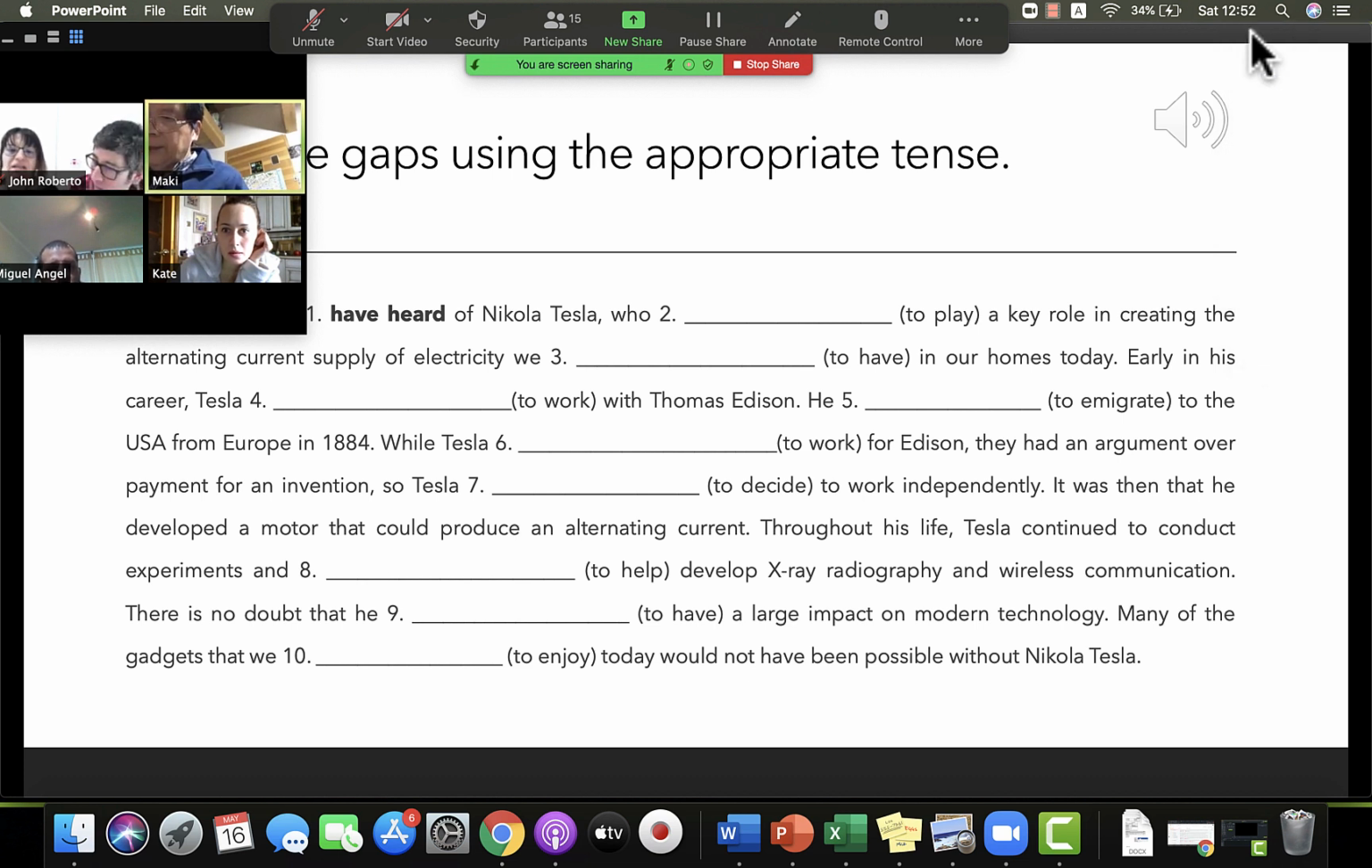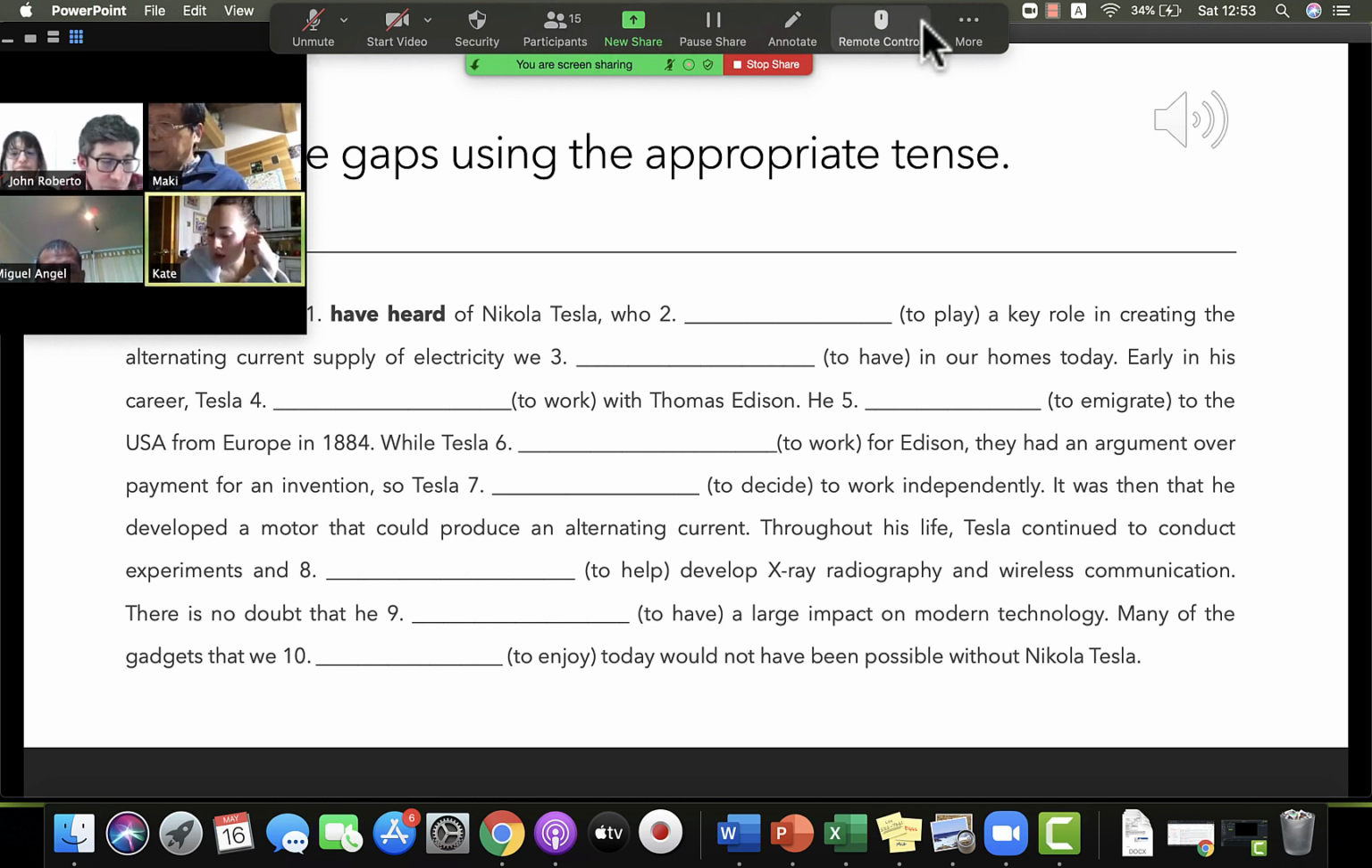Okay. 4. Tesla worked. Worked. Yeah, worked. Yes. 5. Definitely emigrated. Past simple as well. Yeah. Past simple. Number 6, past continuous, was working. Was working. Yes. So Tesla. Number 7, past simple, decided. Yeah, decided. Number 7 is past simple.